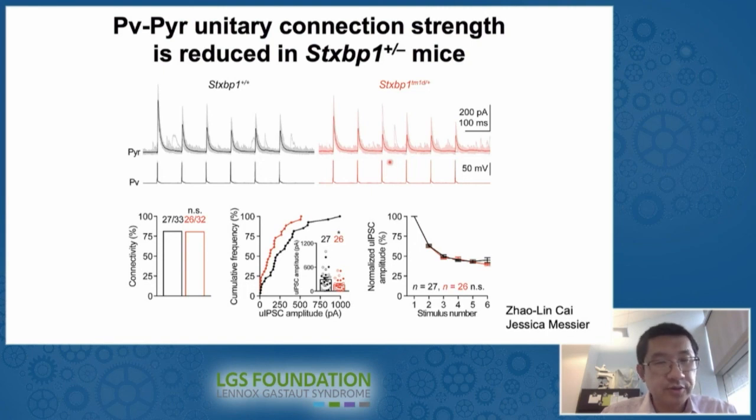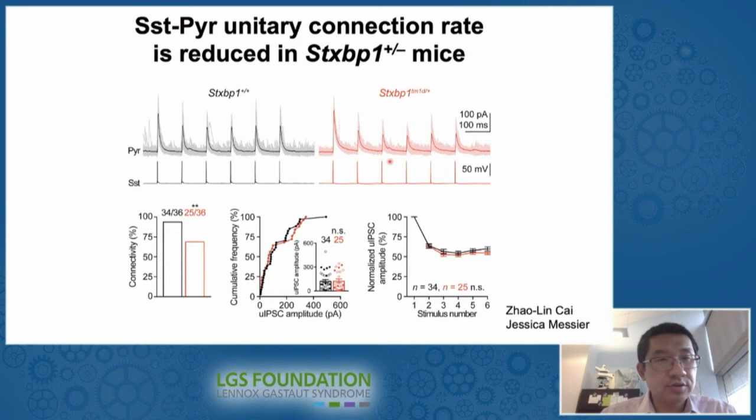Similarly, we performed the experiment with somatostatin interneurons. We observed something quite different. This time, we found that the connection probability from somatostatin interneuron to the postsynaptic pyramidal cell is actually reduced in the mutants. But if these interneurons are connected to the postsynaptic cells, then their connection strength is actually similar between these two genotypes, as shown here. Again, the short-term dynamics was not altered by these mutations.